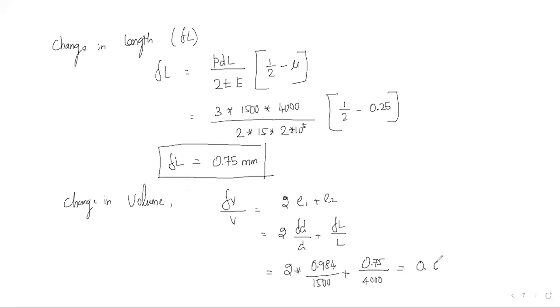it becomes 0.0015. Sorry, this has no unit. Okay, so this is the value for volumetric strain, that is change in volume by original volume. So I have to multiply the given value with the original volume. So original volume V is equal to pi by 4 into d squared into L, so pi by 4 into 1500 square multiplied with 4000.